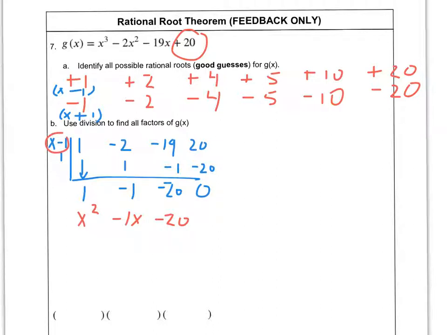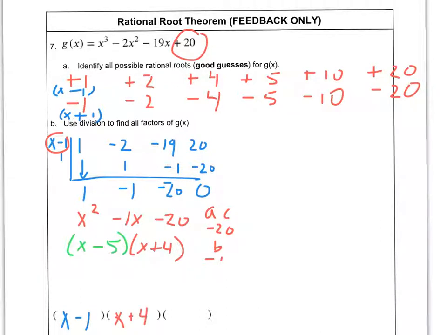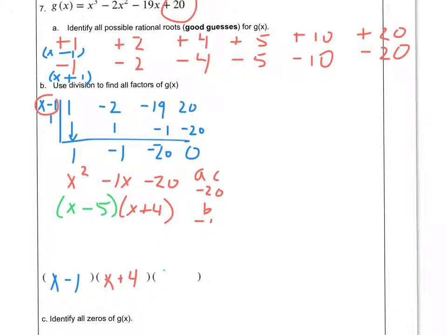I'd also like you to make sure that you take that x minus 1 and put that in the first parentheses. Factoring this, we got a times c is negative 20, b is negative 1. That's going to give us x minus 5 and x plus 4. Those are my other two factors. Keep the colors consistent. Scroll up a little bit so I can actually write. And x minus 5.